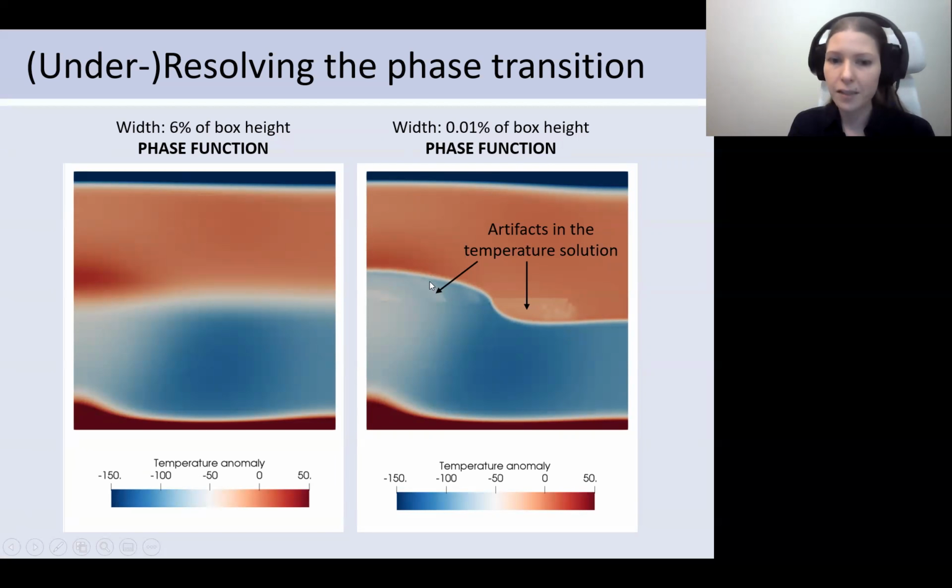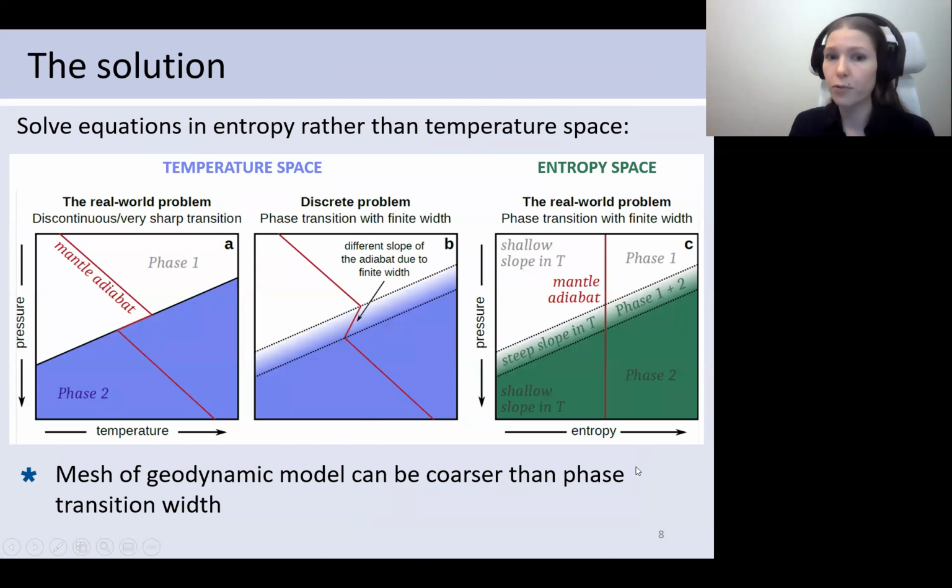But then as the model starts to move, we see that all new material that crosses the phase transition does not actually include this jump in temperature. Either it doesn't change its temperature at all, or it has a wrong jump in temperature. And so these artifacts are what happen if the phase transition is not properly resolved. So how can we solve that problem? One idea is to solve the equations in entropy space instead of temperature space.